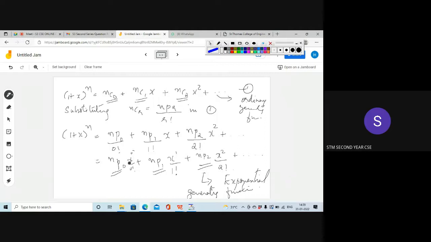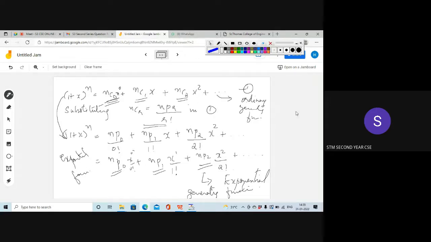So if the coefficients are nC0, nC1, and the powers are x raised to 0, x raised to 1, which is the general ordinary generating function form, then we can consider this as an ordinary generating function. And if we substitute this formula here, nCr is equal to nPr by r factorial, the same thing can be converted into exponential form. Okay, is it clear?